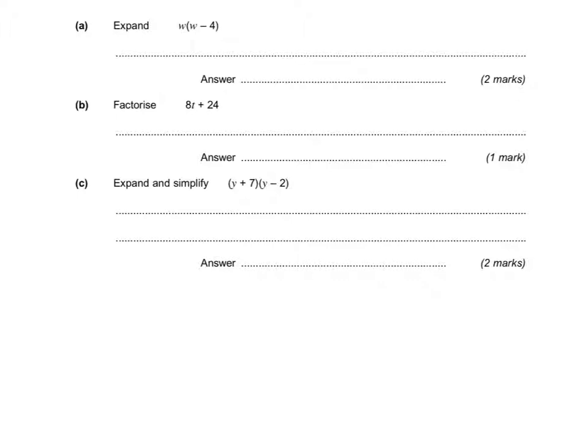Right, next question. First one, expand. So w times everything that's in the brackets. W times w gives w squared. W times minus 4 equals minus 4w. So it's w squared minus 4w.